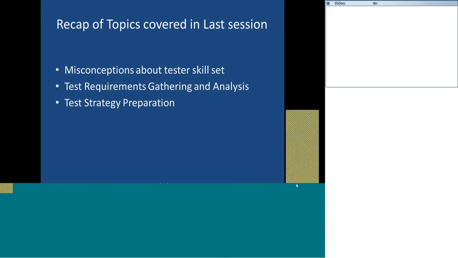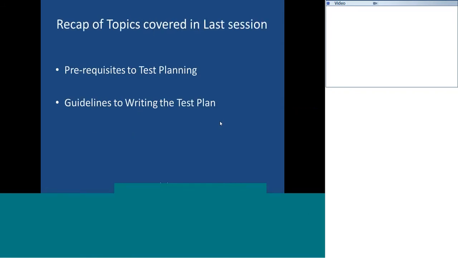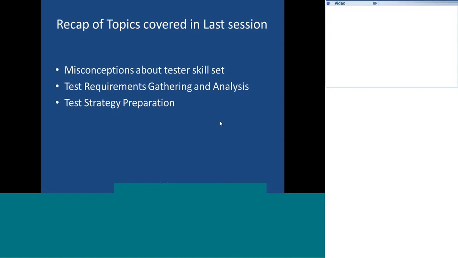Then we moved on to a topic called test requirement gathering and analysis. Requirement gathering and analysis is the first phase of the testing lifecycle, where you go through the business requirement document. You try to understand the requirements, whether a requirement is clear, whether there is any ambiguity, or whether any changes are required to the current requirements. You come up with suggestions or corrections to be made on the BRD. The BRD is owned by the business analyst.